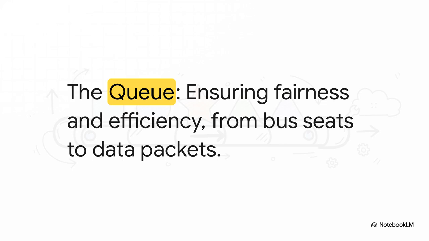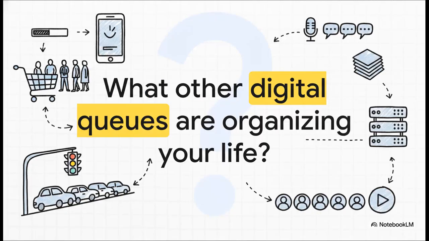So what's the big takeaway here? It's that the queue, this really simple concept, is an incredibly powerful tool. It's this elegant, go-to solution for managing any kind of limited resource, from bus seats to data packets. And it does it in a way that's both super efficient and, most importantly, fair. And so I'll leave you with this question to think about. Now that you know the secret, now that you can recognize its signature of fairness and order, where else are you going to see the simple, powerful logic of a queue quietly running things in your world?